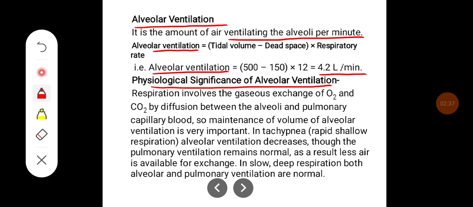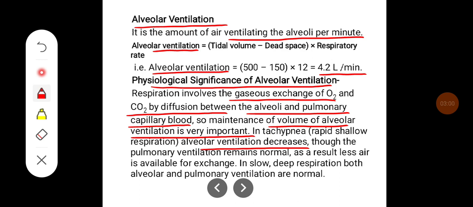Physiological significance of alveolar ventilation. Respiration involves the gaseous exchange of oxygen and carbon dioxide by diffusion between the alveolar and pulmonary capillary blood. So maintenance of volume of alveolar ventilation is very important. In tachypnea, that is where there will be rapid shallow respiration, alveolar ventilation decreases, though the pulmonary ventilation remains normal. As a result, less air is available for exchange. In slow, deep respiration, both alveolar and pulmonary ventilation are normal.